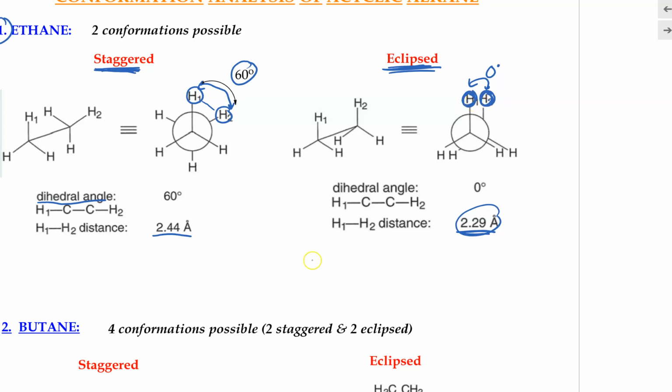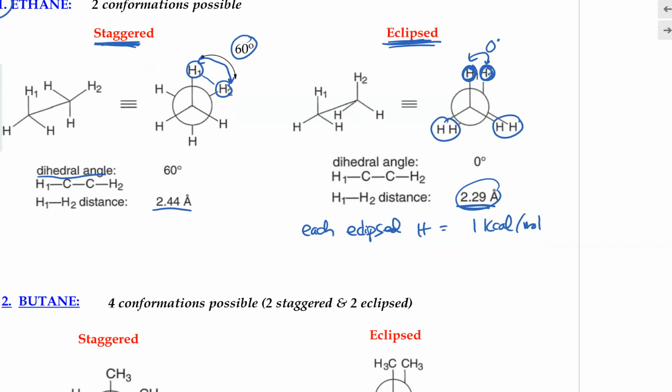energy to them. And each of these eclipsing hydrogens, so each eclipse between two hydrogens, equals 1 kilocalorie per mole. That's the steric energy that they would have. And in this case, we have three sets of hydrogens that are eclipsing each other, so multiply by 3 total overall. Then this conformation right here has 3 kilocalories per mole.